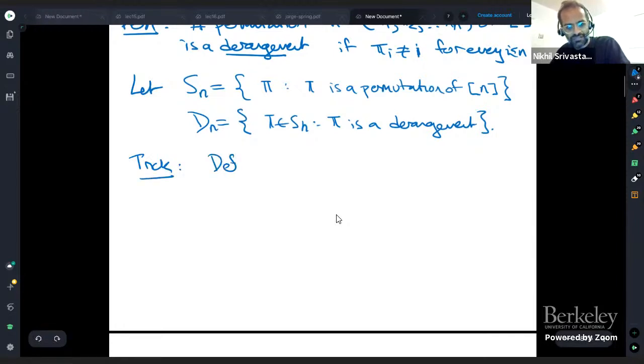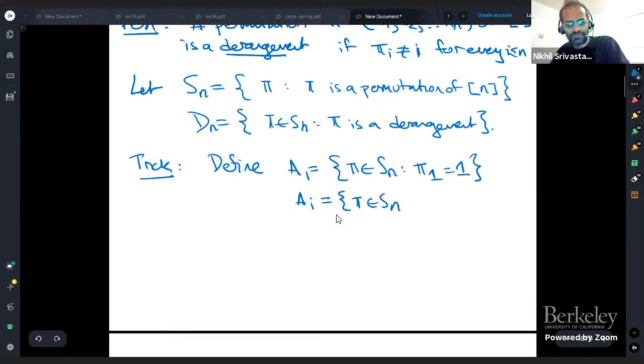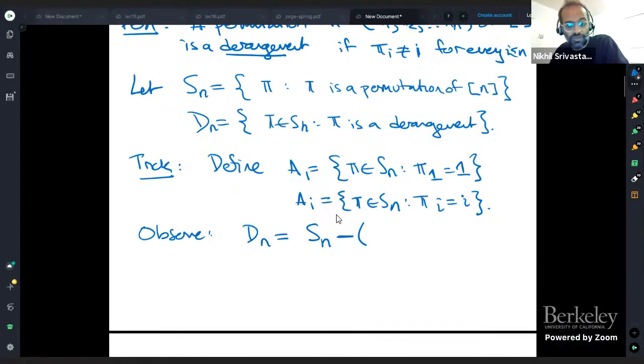I'm going to define A1 to be the set of permutations which fix the element 1. And in general, I'm going to define Ai to be the set of permutations which fix the element i. And now I'm going to observe that the set of derangements is just the set of all permutations minus the permutations that have a fixed point.